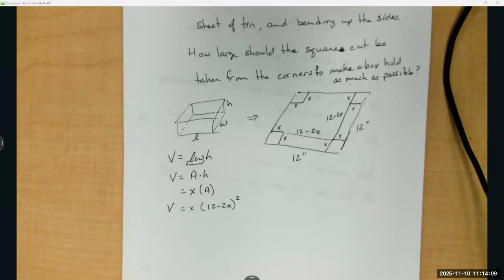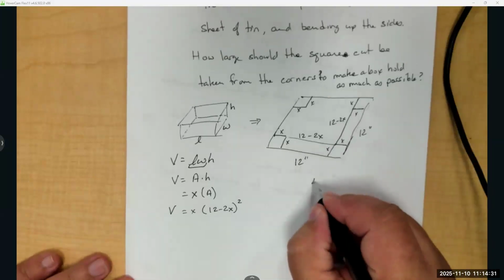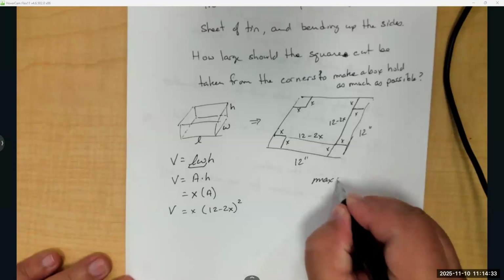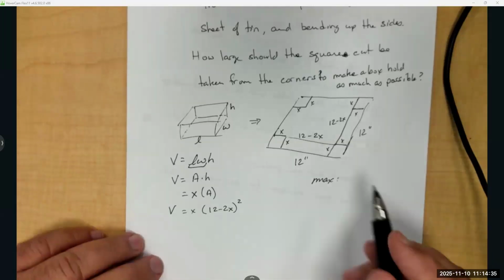How do we go about finding, what are we finding now? We have this much information. What are we looking for? We're looking for a max. So yes, we're looking for a vertex.